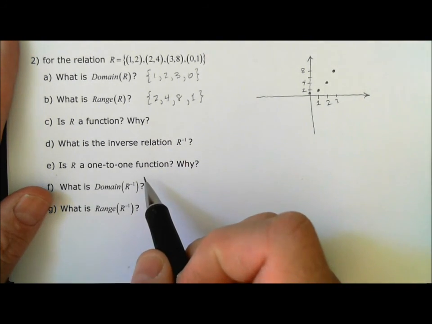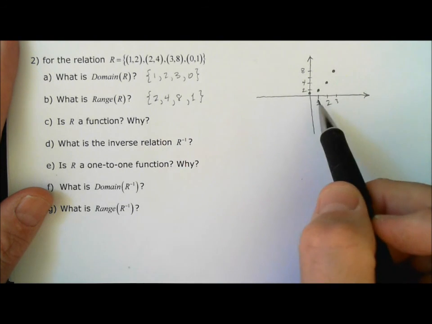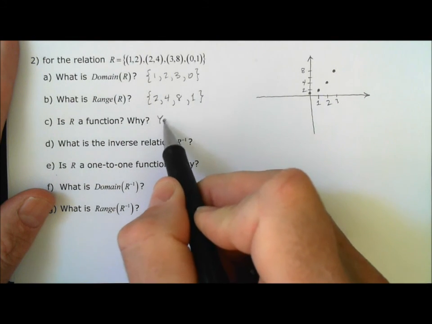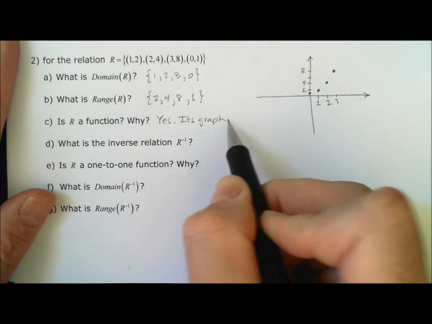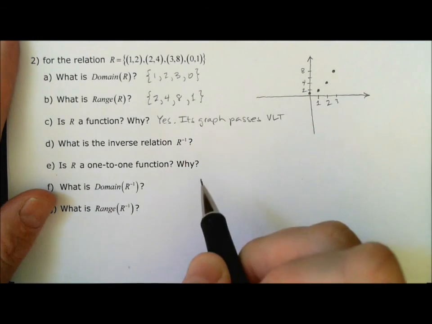Is our function? Well, it's a graph, and we could simply apply the vertical line test, and it's clear here that the graph passes the vertical line test. The answer is yes, its graph passes the vertical line test.